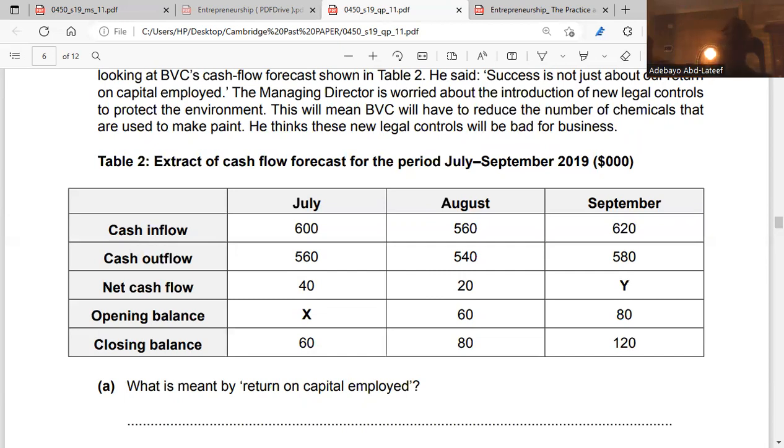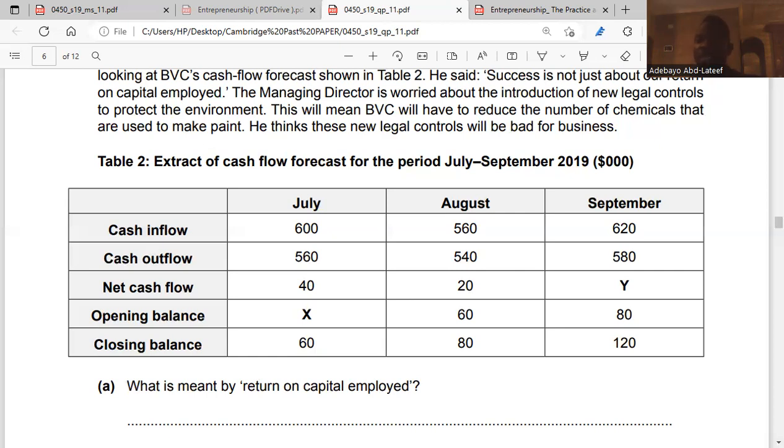And your closing balance is for the previous month. Here we don't have the opening balance for the previous month, but we can get it this way. If our closing balance is 60, we need to find the opening balance. The formula for the closing balance is net cash flow plus opening balance. Our net cash flow is 40. Our opening balance, we don't know. Our closing balance is 60. So we say it's 100? No. 60 minus 40.